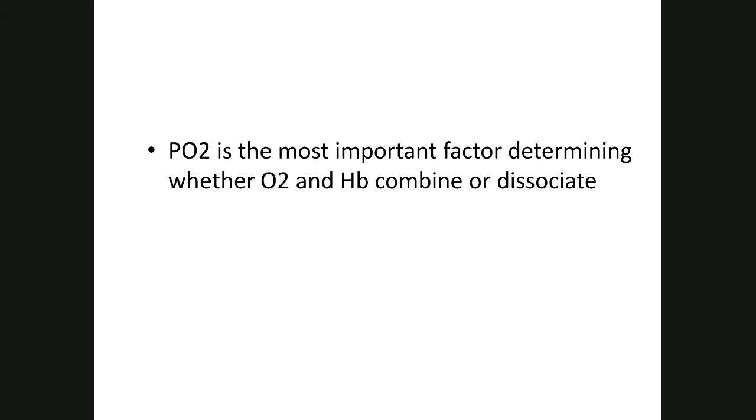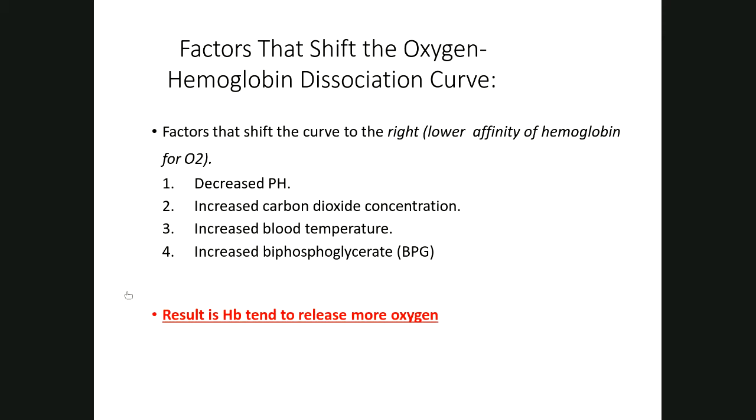For example, when it shifts to the right, I need you to understand what shifting of that curve to the right means. When that curve is shifted to the right, it means the hemoglobin will release more oxygen. The factors that can cause this shift to the right are acidosis, increase in CO2, increase in temperature, as we mentioned in the muscle, and increase in BPG. So these factors will shift the curve to the right, and this means the hemoglobin affinity for oxygen is less, which means the hemoglobin will release more oxygen.